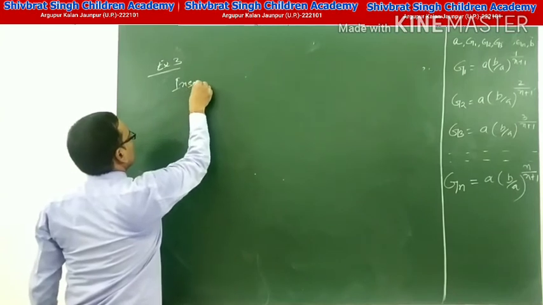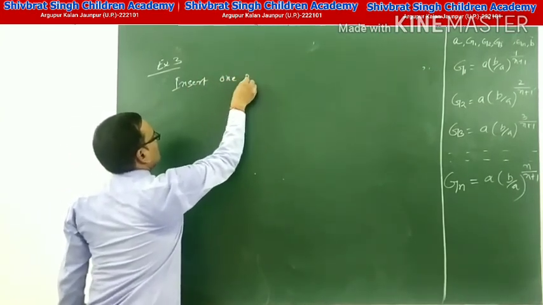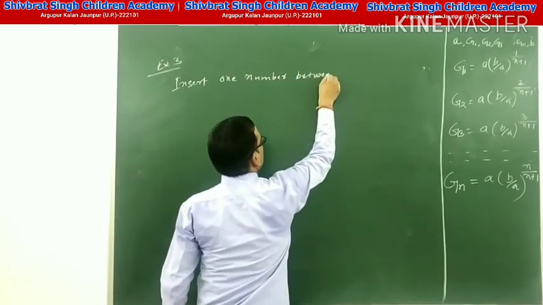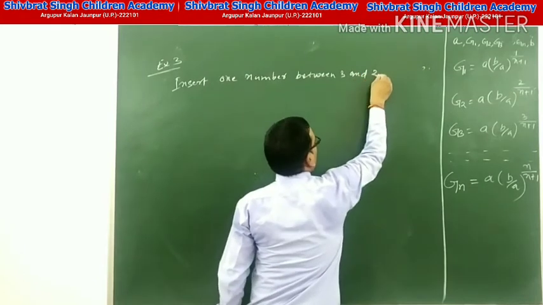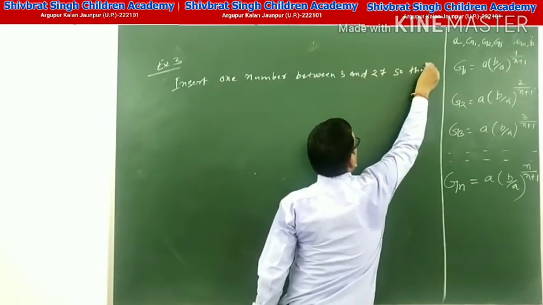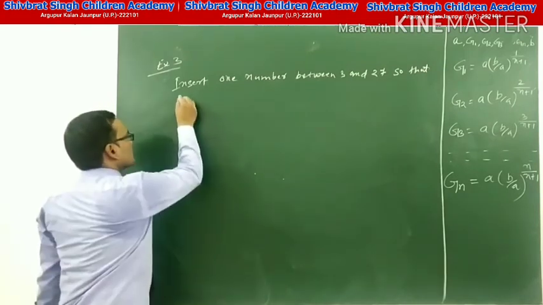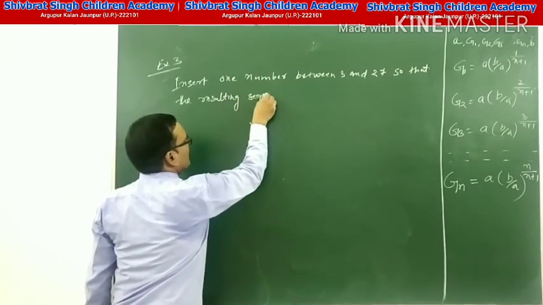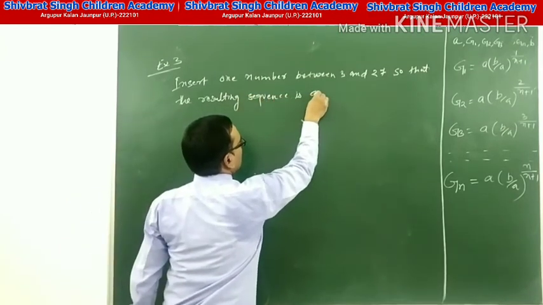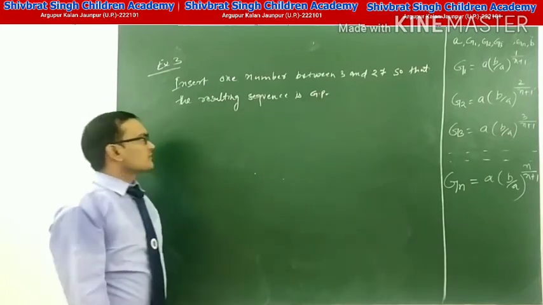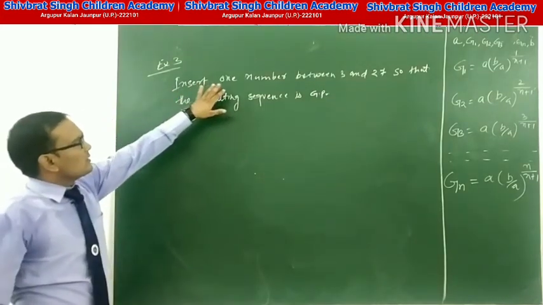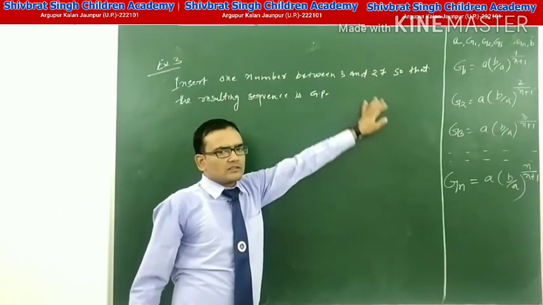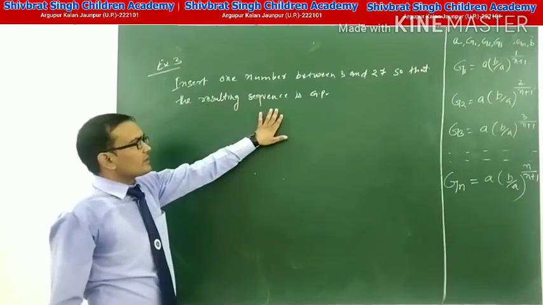Insert one number between 3 and 27 so that the resulting sequence is a GP. Here, insert one number between 3 and 27 so that the resulting sequence is a GP.